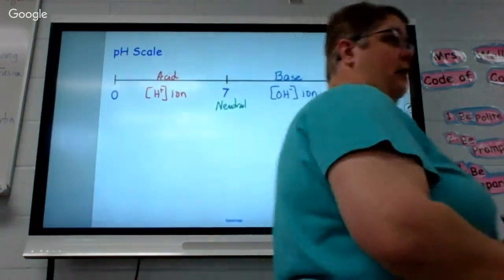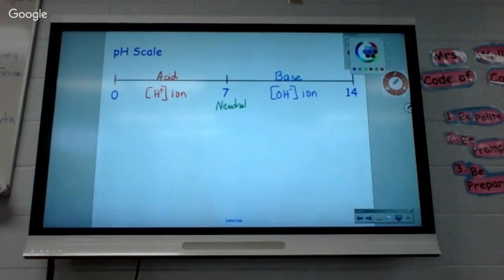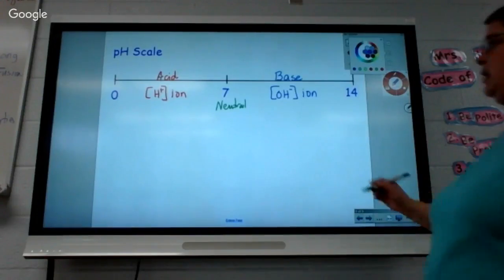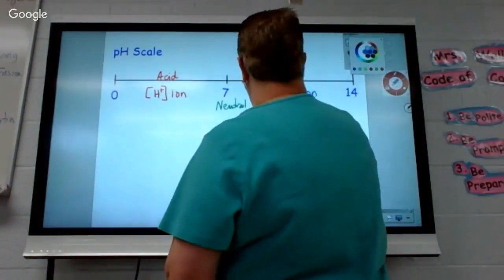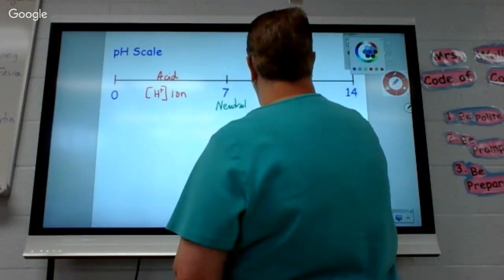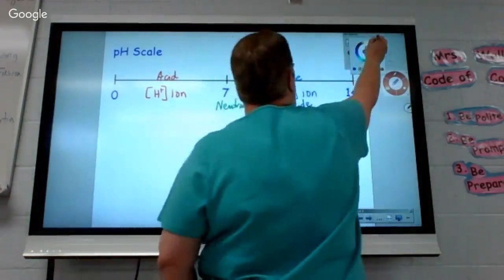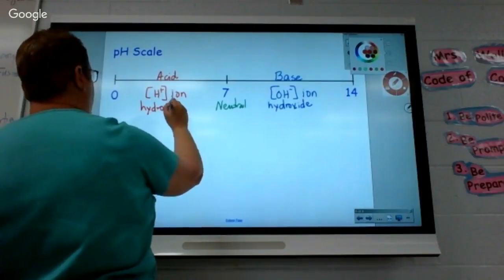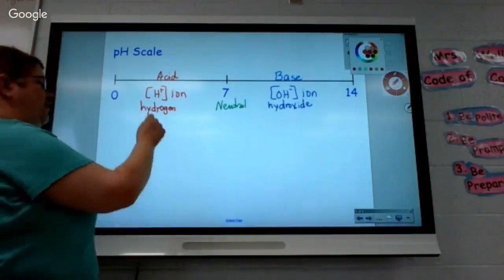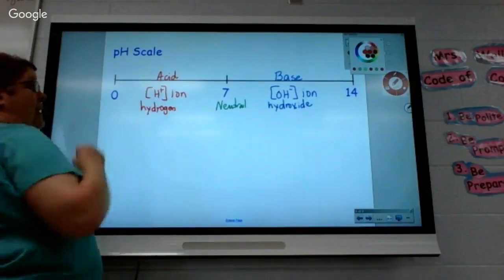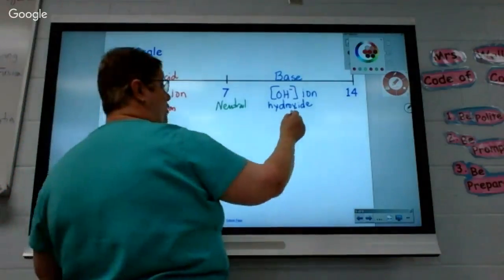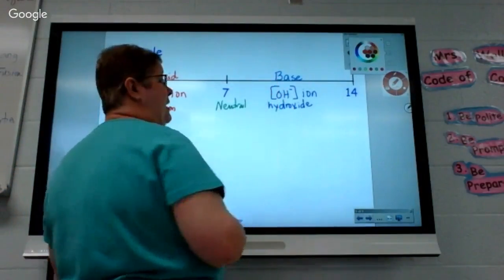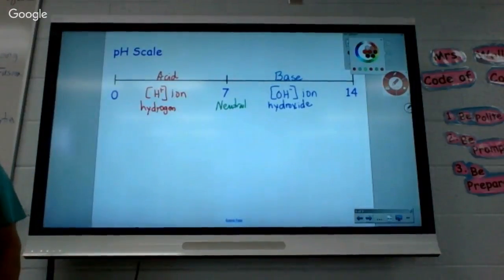Okay? Now, the OH ion's name is what again? Hydroxide. Okay? So if you don't know that, its name is hydroxide. So if you're a base, you're going to have hydroxide. If you're an acid, you're going to have hydrogen ion. Now, the more hydrogen you have, the more the acid you are. The more hydroxide you have, the greater the base you are. Okay? Does that make sense?